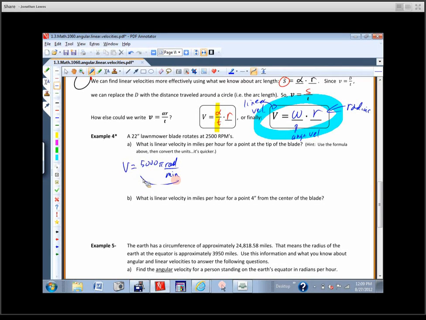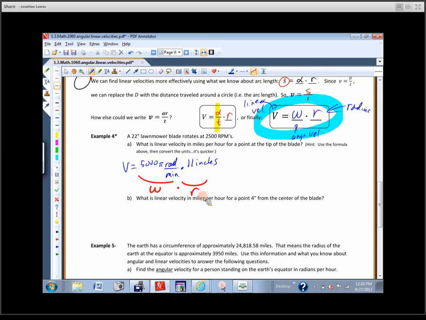This right here is our omega. Let me change colors here. That right there is omega. We need to times it by the radius. Now, look at that problem. What is the radius? 11. 22 inches all the way across. This is going to be times 11 inches.